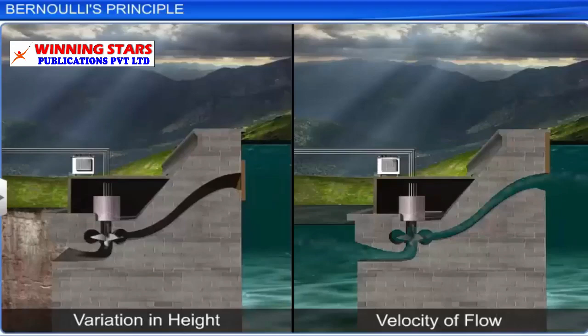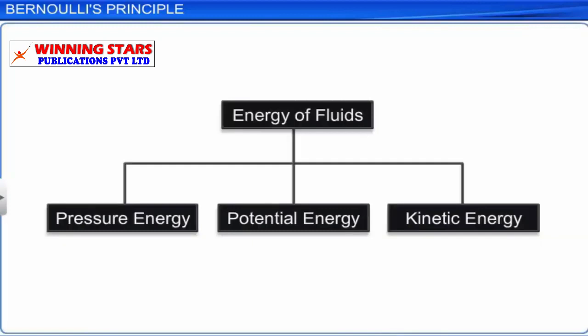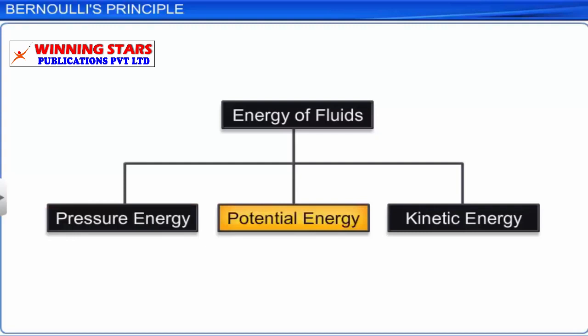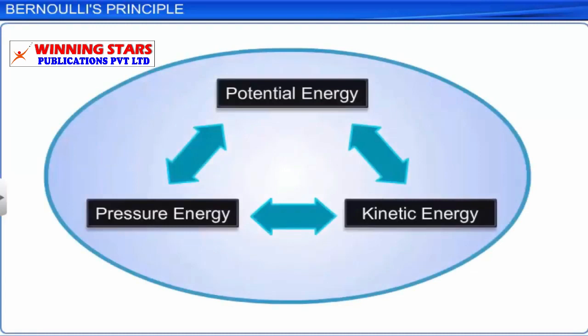Fluids possess energy. This energy is due to variation in the height of a fluid from a reference level and the velocity of flow. There are three types of energy associated with an element of fluid in motion. They are pressure energy, potential energy, and kinetic energy. According to the law of conservation of energy, as the total energy is conserved, the three forms of energy possessed by a liquid are interconvertible.